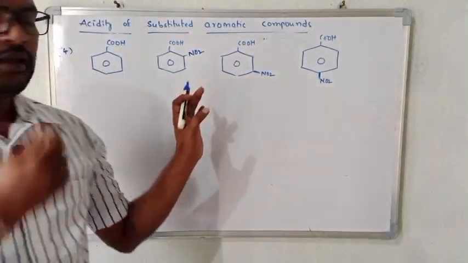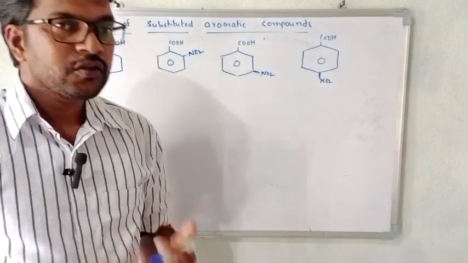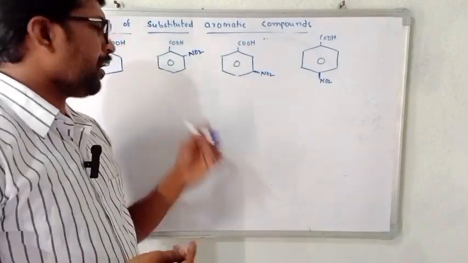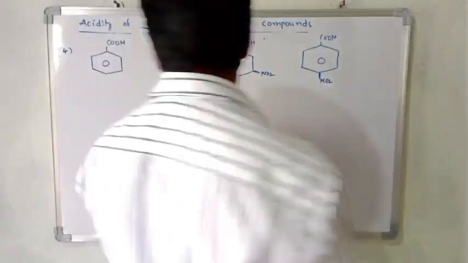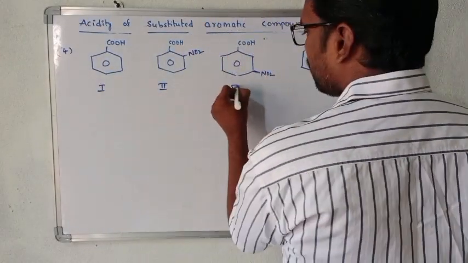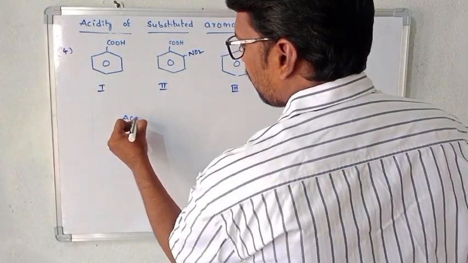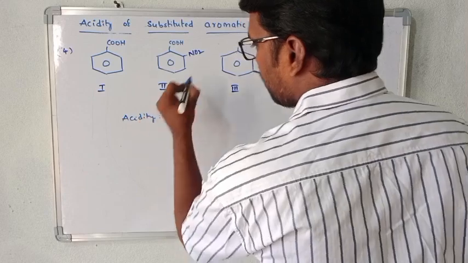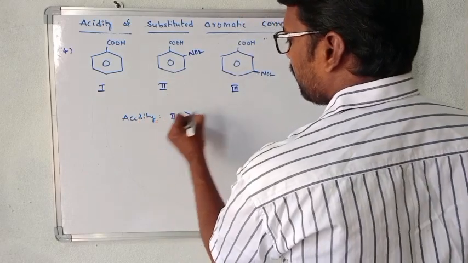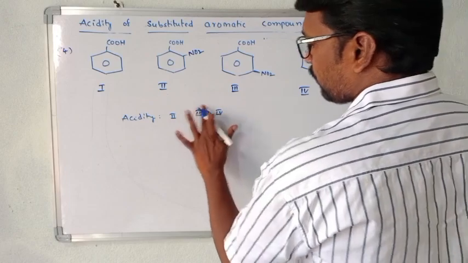Here also you see, the NO2 group has electron withdrawing nature. So when an electron withdrawing group is present, it has more acidic nature. That's why here also the same condition we can apply. If you write the acidity order, the second one, ortho, is the most acidic, after that meta, and after that para, and the least one.